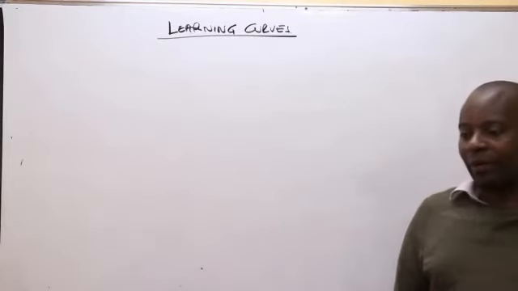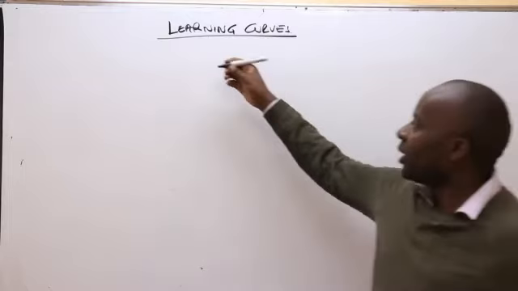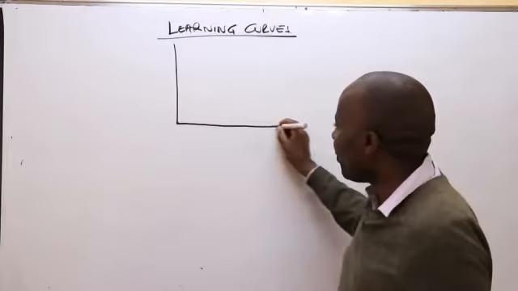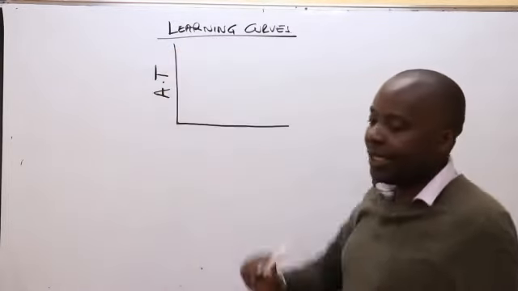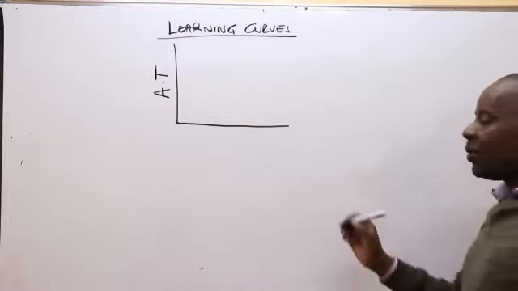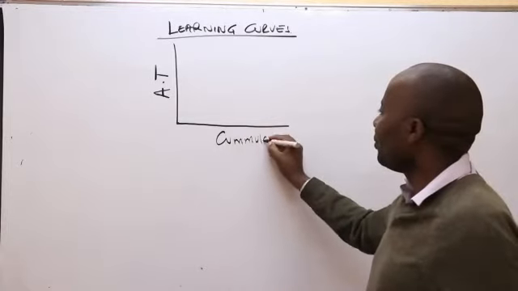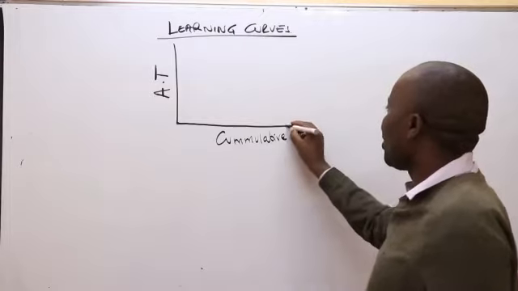Now, ladies and gentlemen, when we talk of learning curve, remember our diagram. Here we have what we call AT. AT is average time. And then here we have what we call cumulative output.